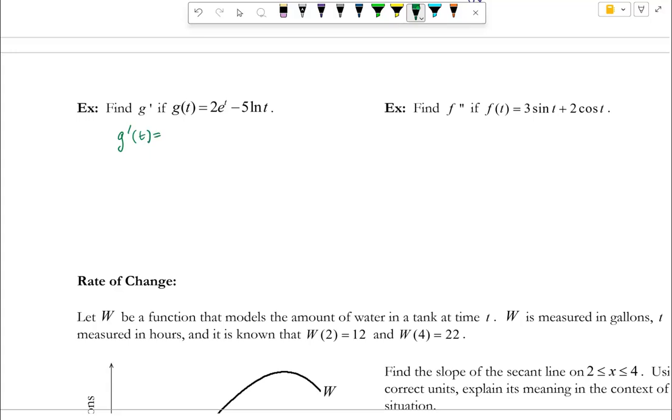I know that 2e to the t, well, 2 is just a constant multiple, and the derivative of e to the t is just e to the t. So the derivative of that term is just 2e to the t. And then same when I get to the minus 5 ln of t, 5 is a constant multiple. The derivative of ln of t is 1 over t. So I could just rewrite this as 2e to the t minus 5 over t. And who knows, maybe our answer would be written that way.